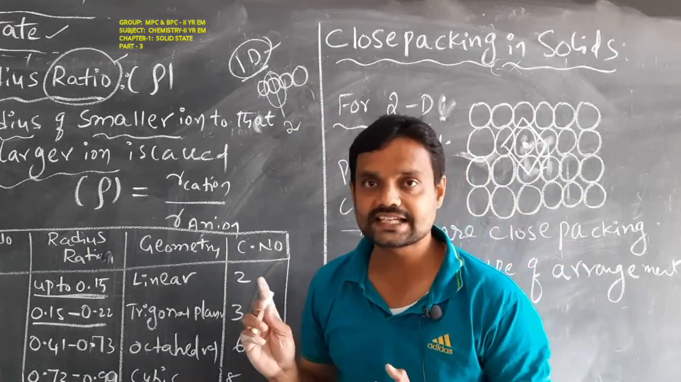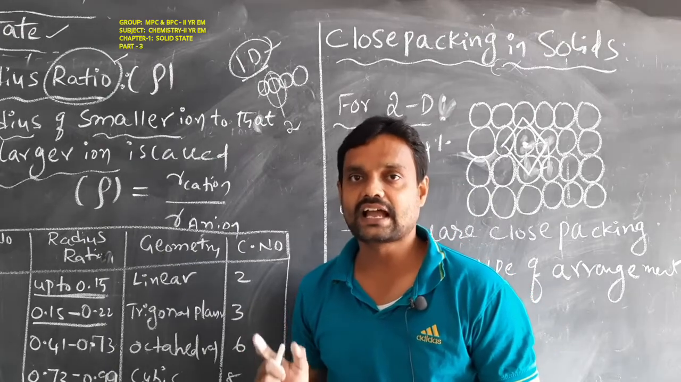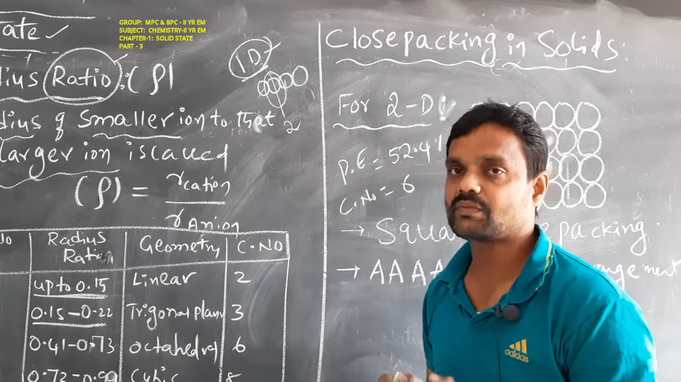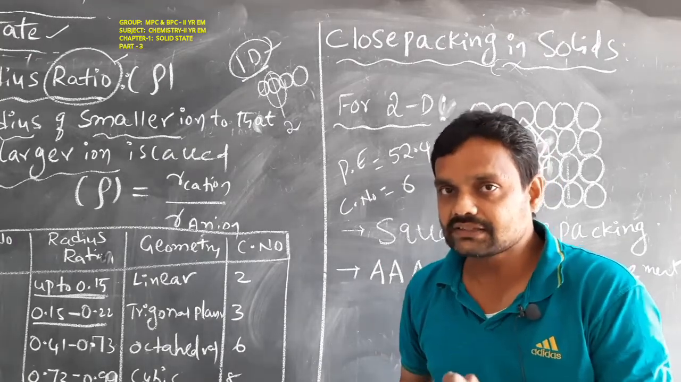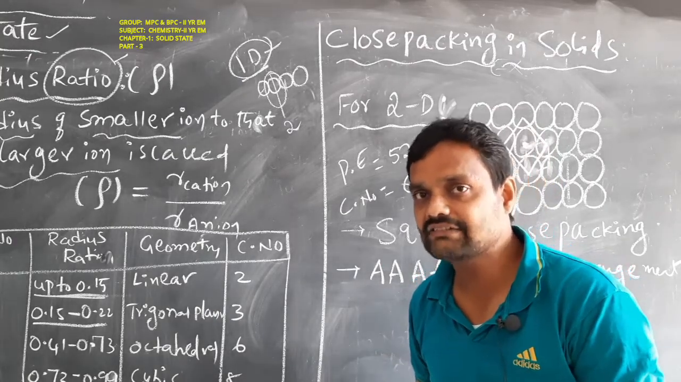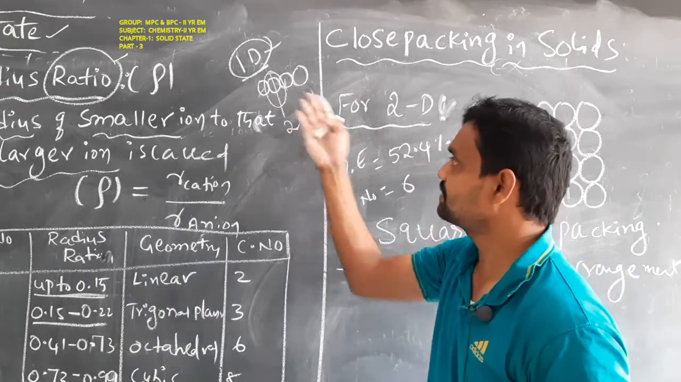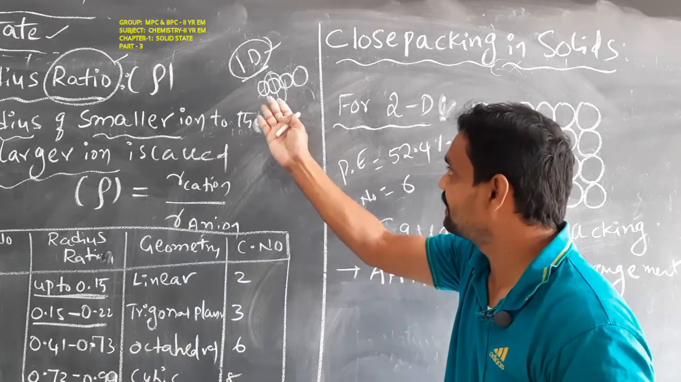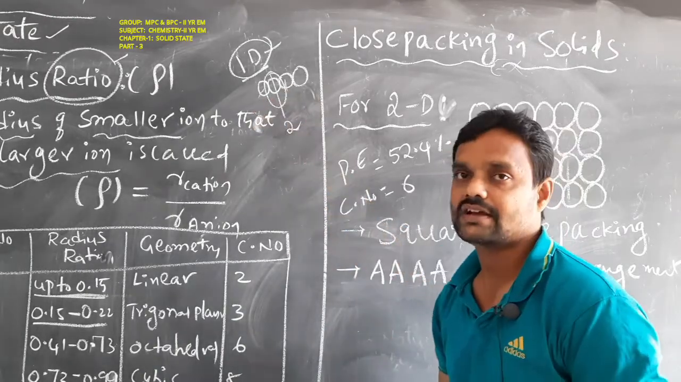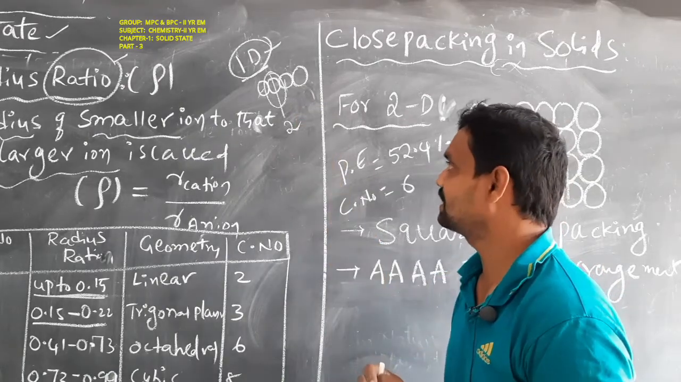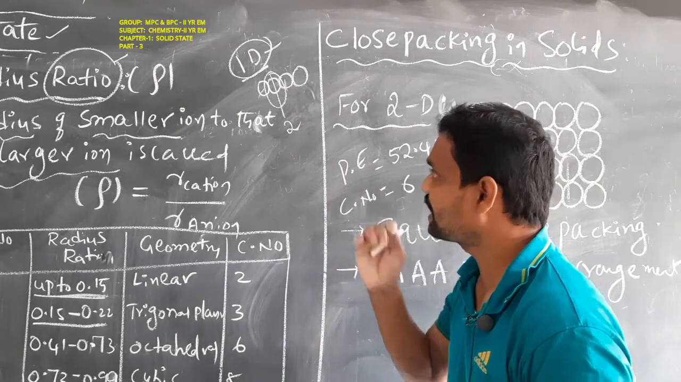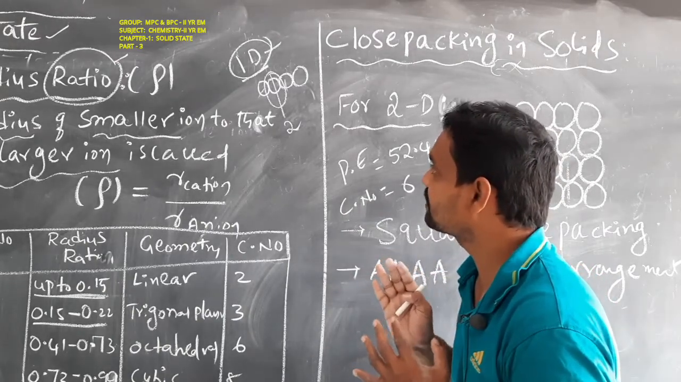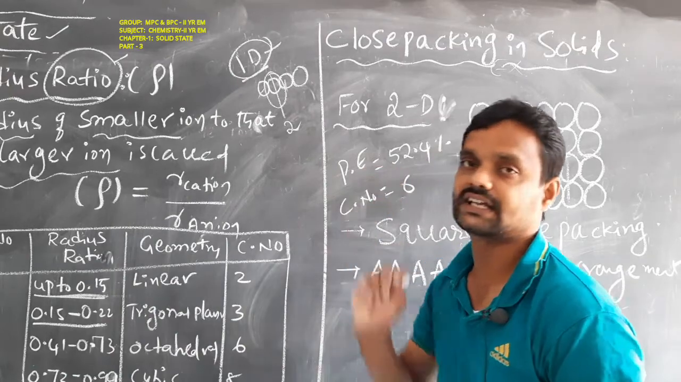Coordination number means the nearest neighboring atoms or ions. For example, in solids, the atoms are present in one dimension, and they look like this model. So when they are arranged in one dimension, the coordination number of the atom is 2. So this is the close packing of solids when they are arranged in one dimension.